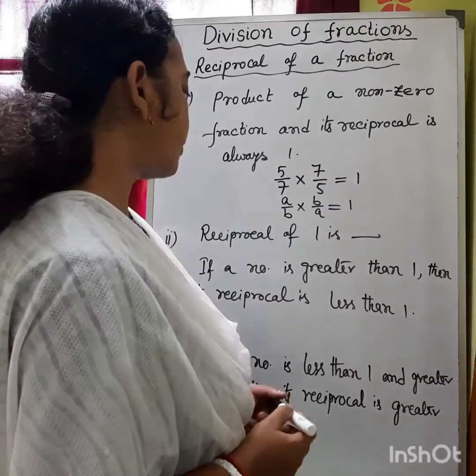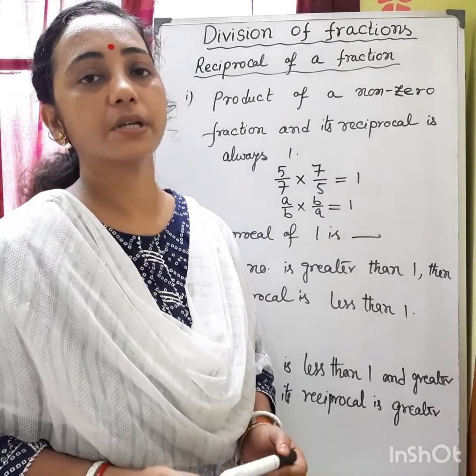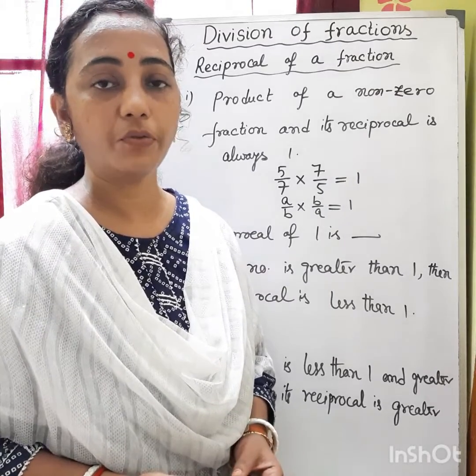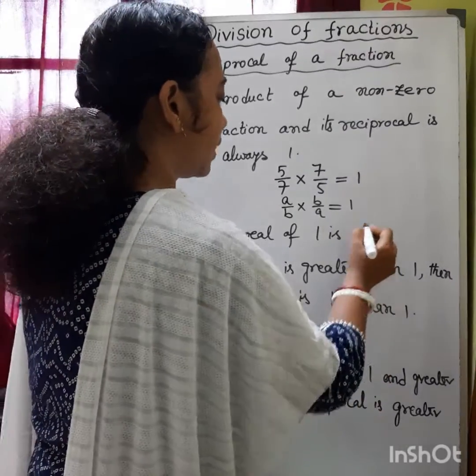Come to the second point, the reciprocal of 1. We can write 1 as 1/1. So its reciprocal becomes again 1/1, that is 1. So the reciprocal of 1 is 1.